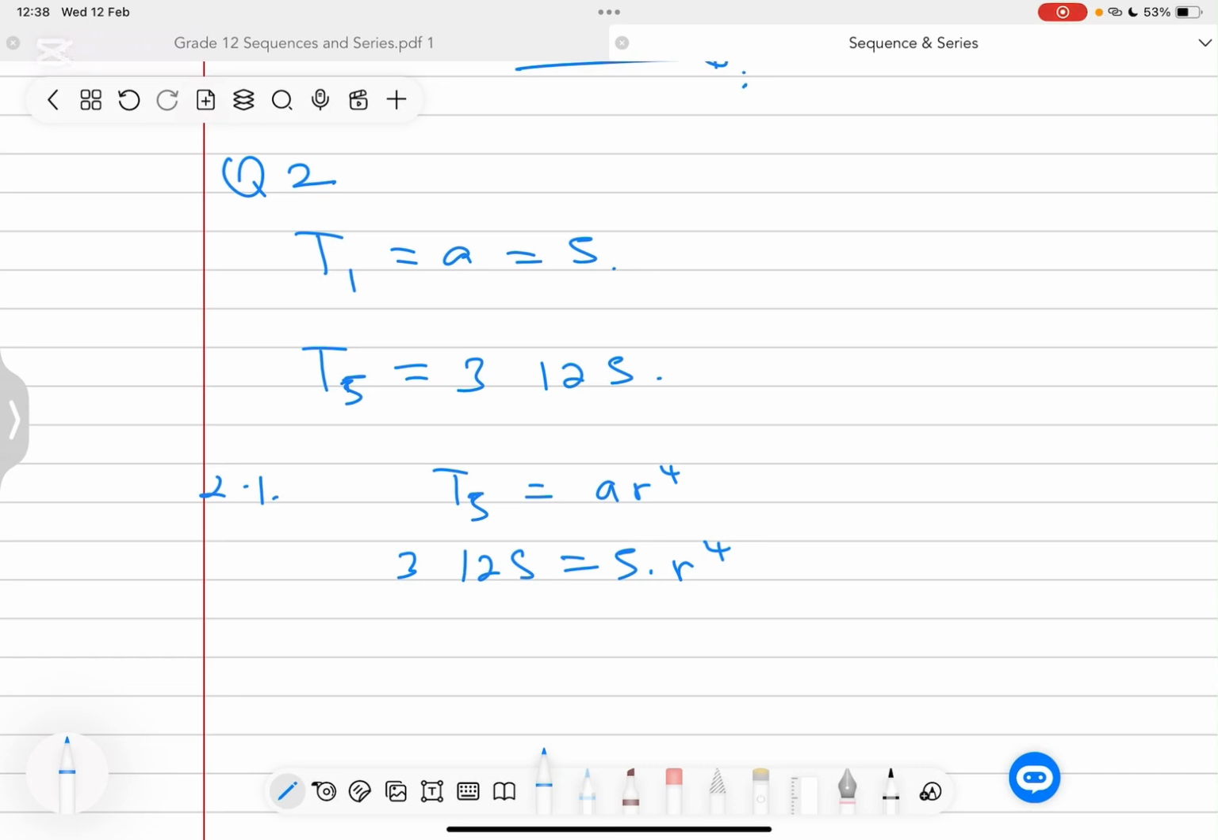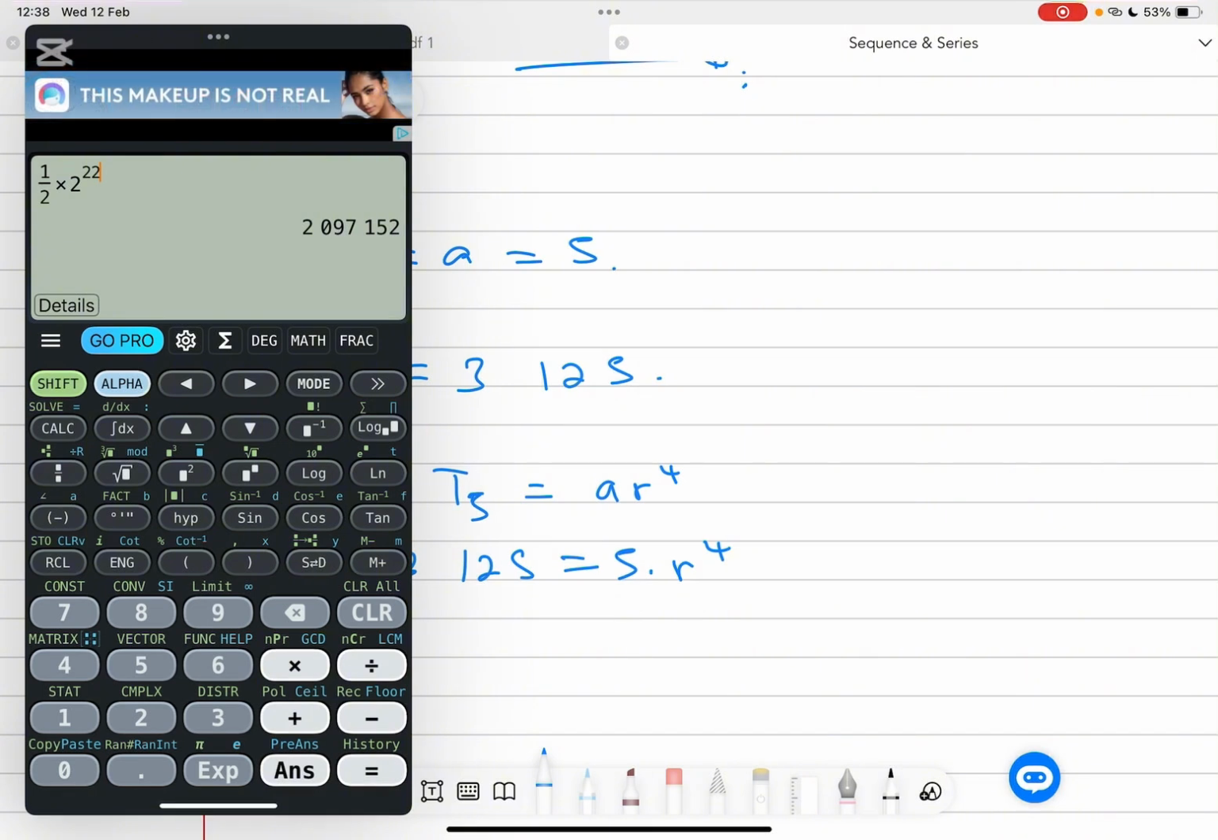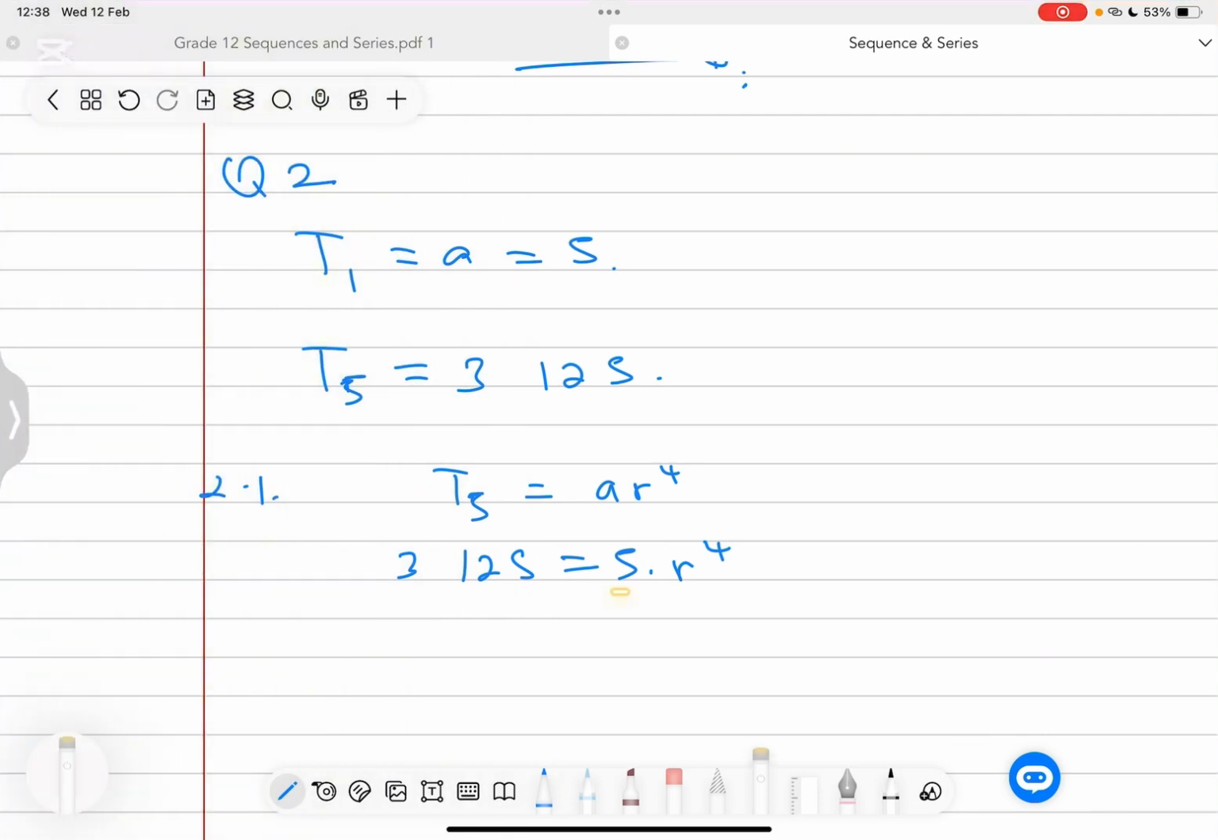Now, at this stage, this question becomes really boring. Because now I can simply say 3,125 divided by 5, and that gives me 625. So basically I'm dividing by 5 on both sides, because I want to determine r, so that this cancels. This means that on the left hand side I'll be left with r to the power 4, and here I'll have 625.